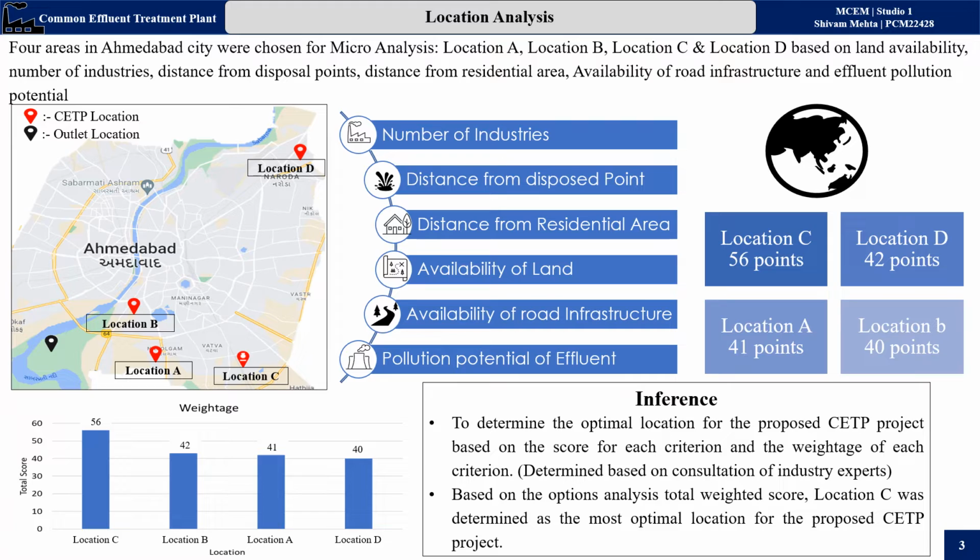The scoring of all the 6 criteria was done by experts and government officials. Location C scores 56 points, which is the highest out of 65, and location D has 42, location A has 41 and location B has 40 points. As per the inference, to determine the optimum location for the CETP project, scores were given based on each criterion, and location C is the optimum, or we can say the best location, for the CETP project in Ahmedabad.